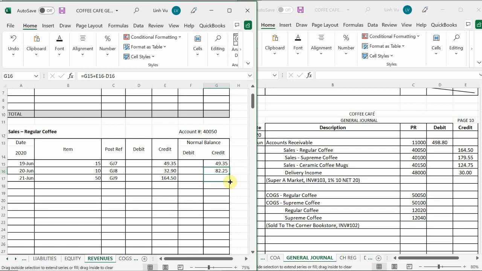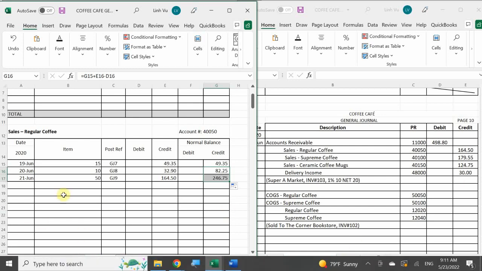So we need to take the 82 and the 164, correct? Yes, but we're adding them together, not subtracting. Okay, 106, 0.50, 82.25. We got 246.75. Good. Okay, so that one was the sales for regular coffee.